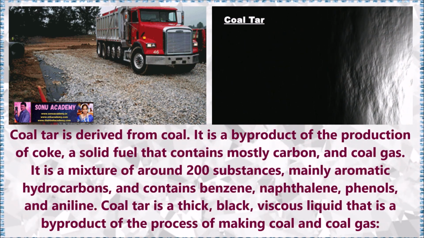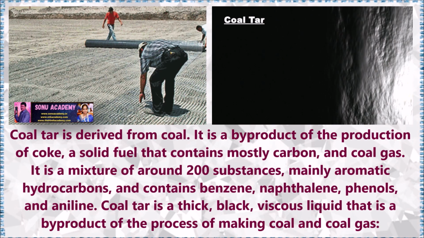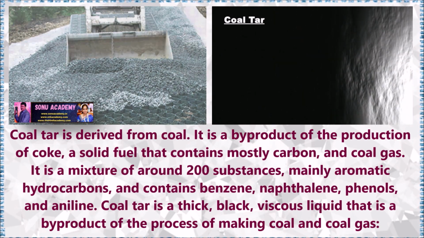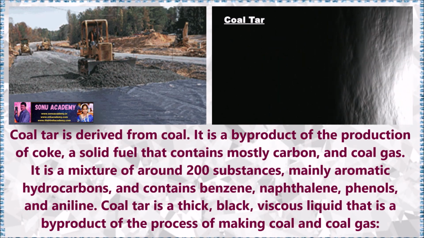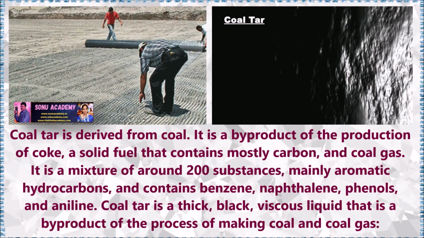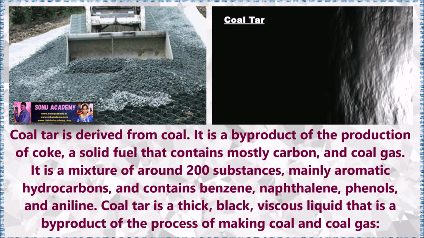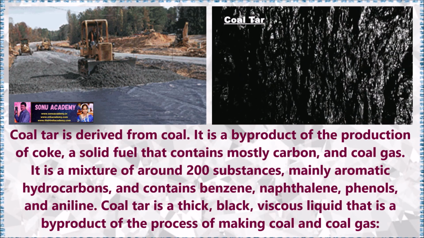Children, now let us discuss about coal tar. Coal tar is derived from coal. It is a byproduct of the production of coke, a liquid containing mostly carbon. It is a mixture of around 200 substances, mainly aromatic hydrocarbons, and contains benzene, naphthalene, phenols, and aniline. Coal tar is a thick, black, viscous liquid that is a byproduct of the process of making coke and coal gas.